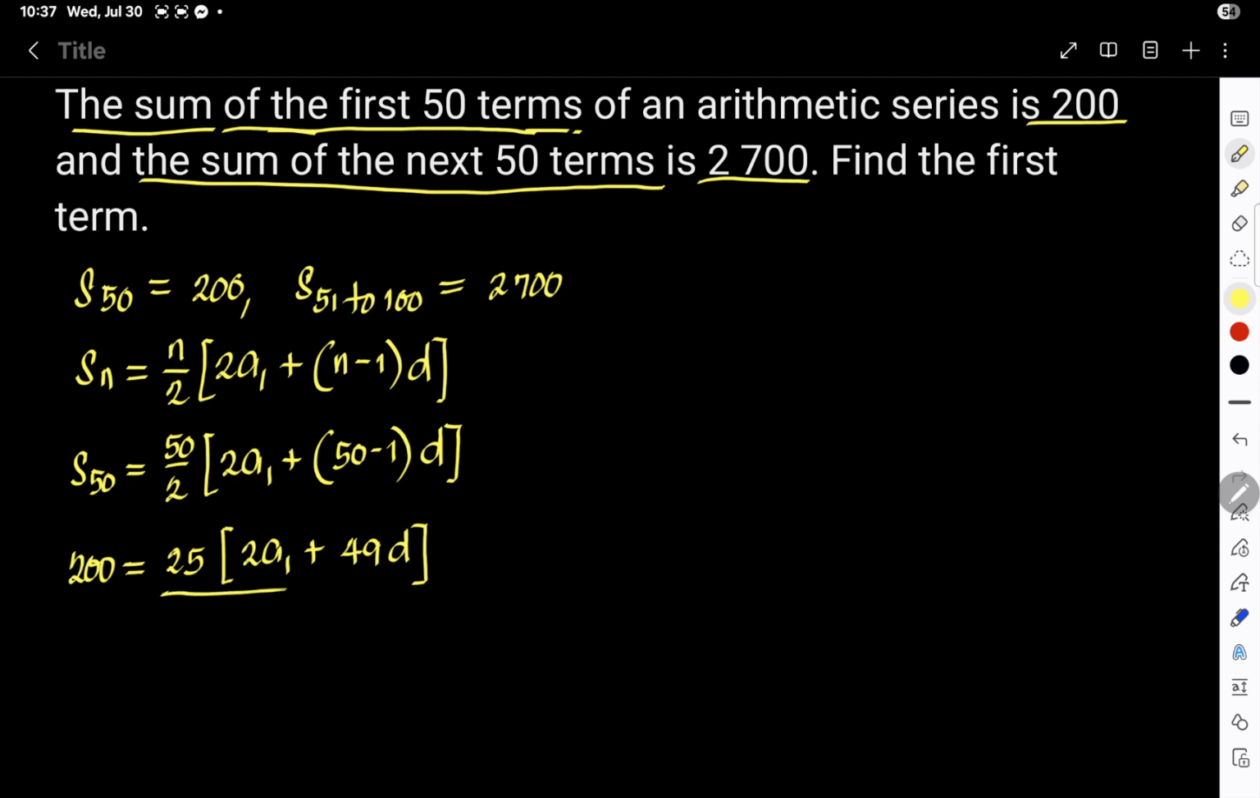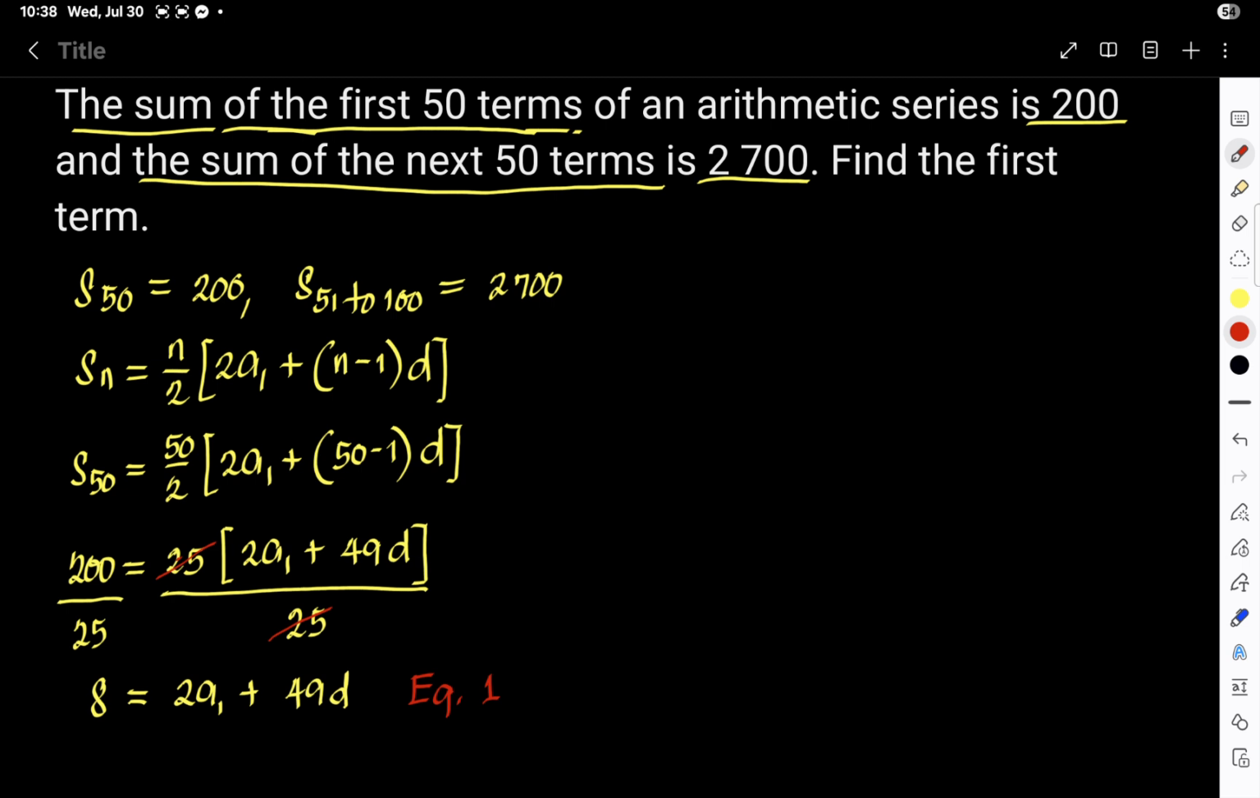So let's divide both sides by 25 to simplify the equation. Then we can cancel out 25 here, and 200 divided by 25 is equal to 8, and we'll have 2a sub 1 plus 49d. And this is now our first equation. So let's denote this one as equation number 1.